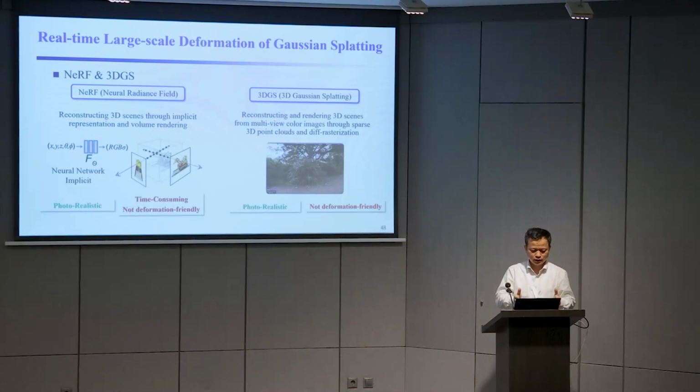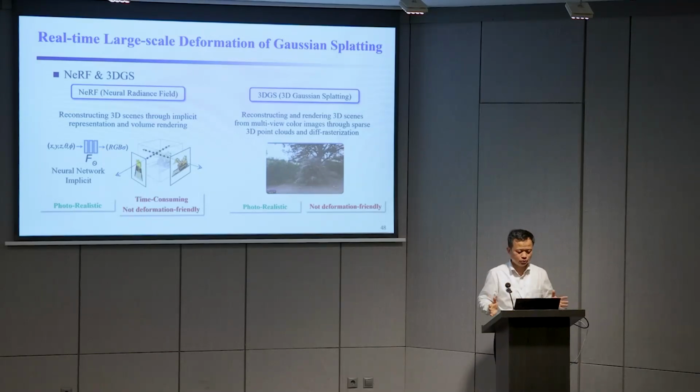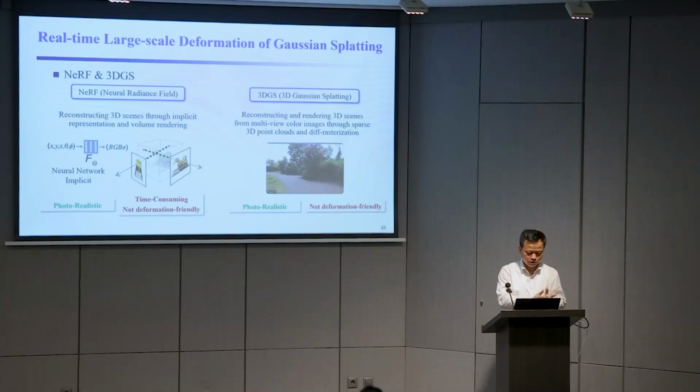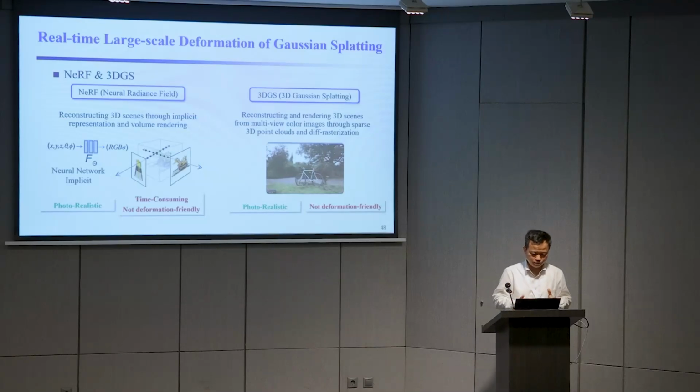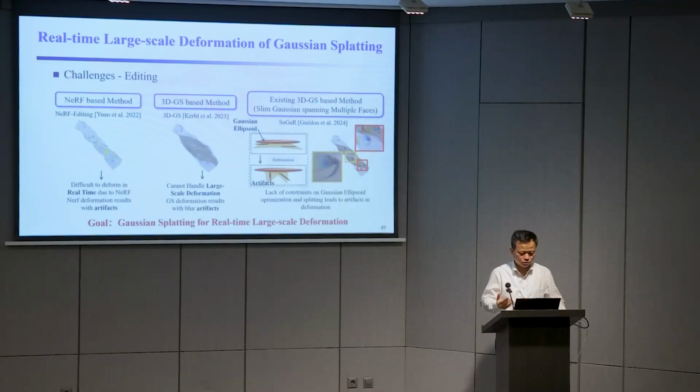This is some research work by my former student. This is a very interesting topic on deformation, especially large scale deformation. Maybe some colleagues from the engineering area like such a topic. So for NeRF and 3D Gaussian, large scale deformation is difficult. Because NeRF and Gaussian are very time consuming and not deformation friendly currently, and the goal of the research is to use Gaussian splatting for real time large scale deformation. So previous methods were not nice because of artifacts, and we hope to improve the Gaussian splatting method to do real time large scale deformation.